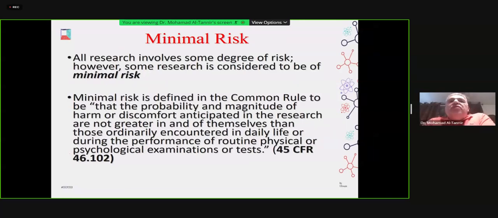Minimal risk: all research involves some degree of risk. When we talk about risk, we do not only consider physical risk. We have to take into consideration social risk, political risk, economic risk, and even sometimes cultural and emotional risk. However, some research is considered to be of minimal risk. Minimal risk is defined in the Common Rule as: the probability and magnitude of harm or discomfort anticipated in the research are not greater in and of themselves than those ordinarily encountered in daily life or during the performance of routine clinical practice, physical or psychological examinations or tests.